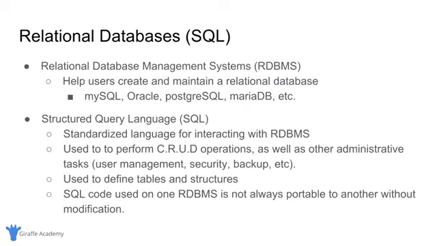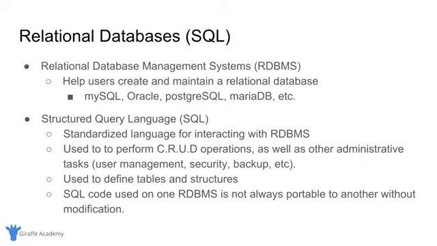So we talked about how relational databases store data in tables. And when we want to create a relational database, we can use a relational database management system. A relational database management system, or an RDBMS, is just a database management system that helps you create and maintain a relational database. Some of the most popular are MySQL, Oracle, PostgreSQL, and MariaDB. There's a bunch of these that are extremely popular. And relational database management systems use something called structured query language, or SQL. And SQL is a standardized language for interacting with relational database management systems.